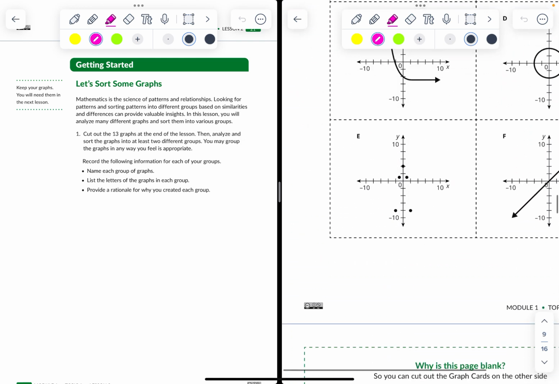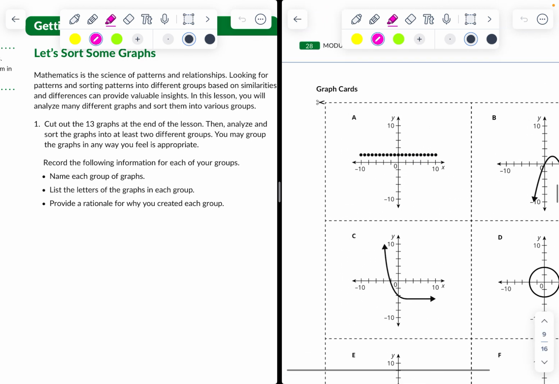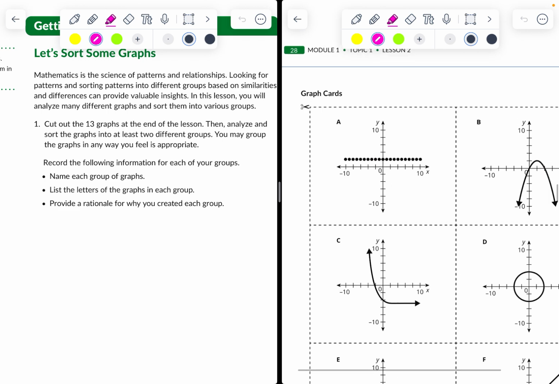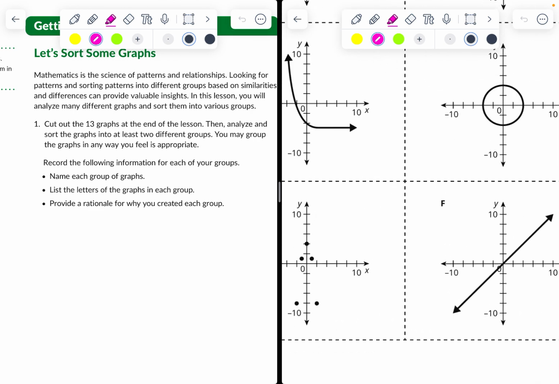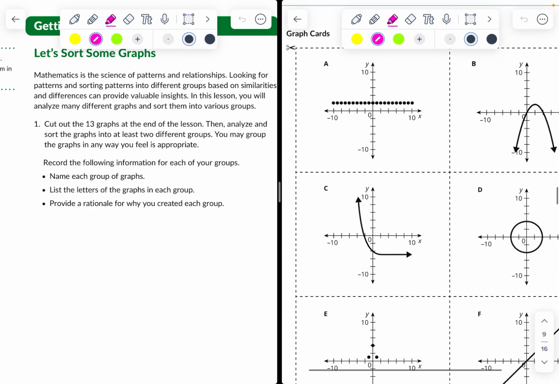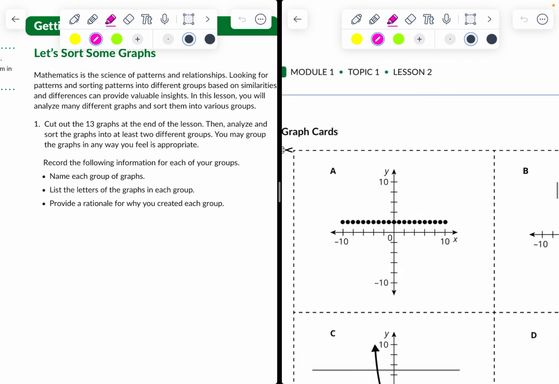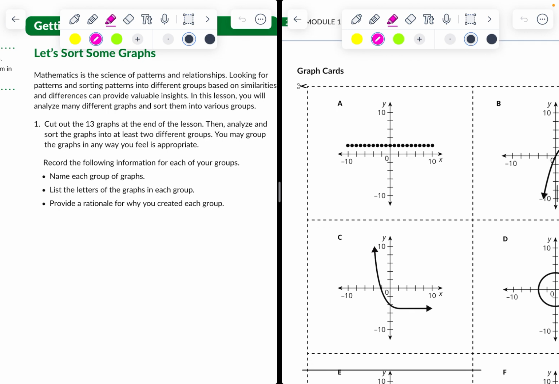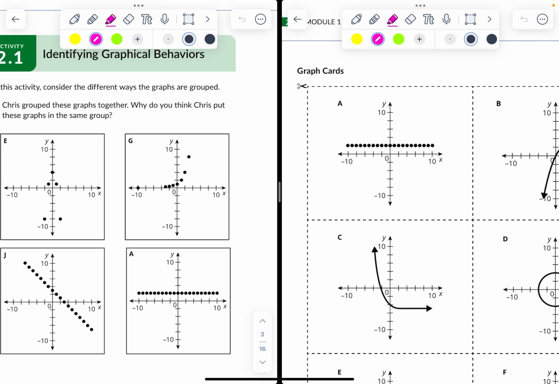So the first activity was for you to sort some of them. One of the things that you could have done is sorted them into straight lines versus not straight lines. So A would have been a straight line, B is not, C is not, D is not, E is not, F is another straight line. So you could have gone with straight and curved. Some kids might have sorted them and said, well, there's the graphs with the dots, dot, dot, dot, dot, dot, as opposed to graphs with continued lines. So just making some observations on how I could sort my graphs.